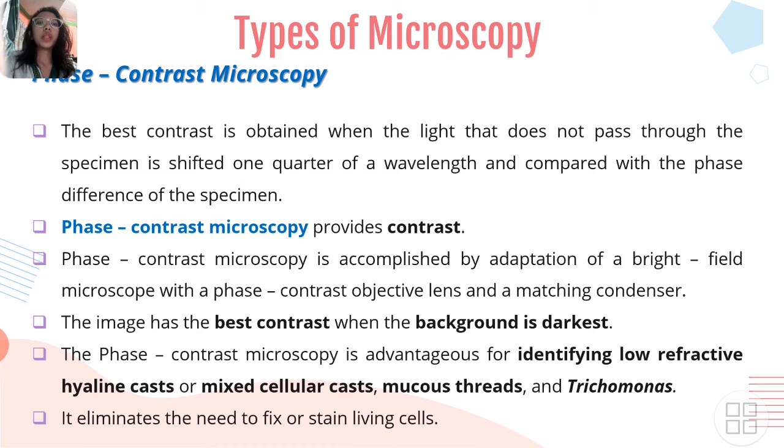It is accomplished by the adaptation of a bright field microscope with a phase contrast objective lens and a matching condenser. The image has the best contrast when the background is darkest. Phase contrast microscopy is advantageous for identifying low refractive hyaline casts, mixed cellular casts, mucous threads, and Trichomonas. It eliminates the need to fix or stain living cells.